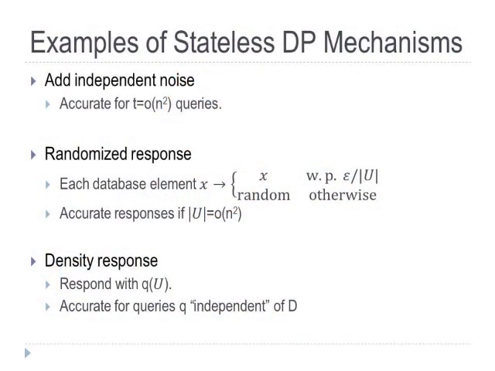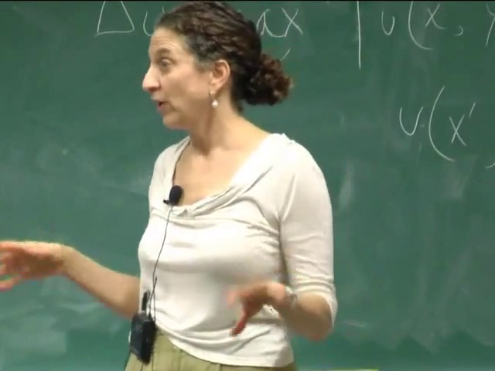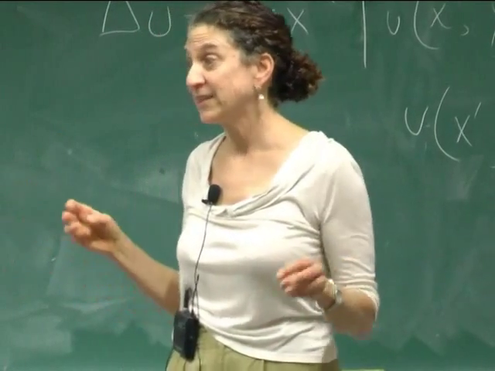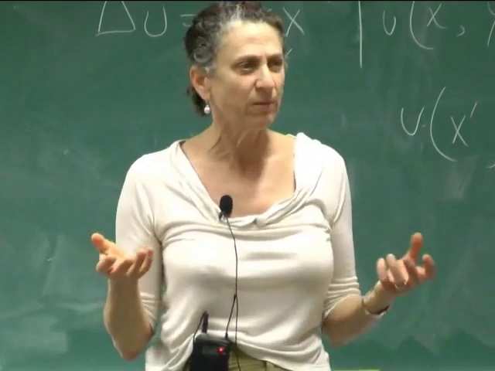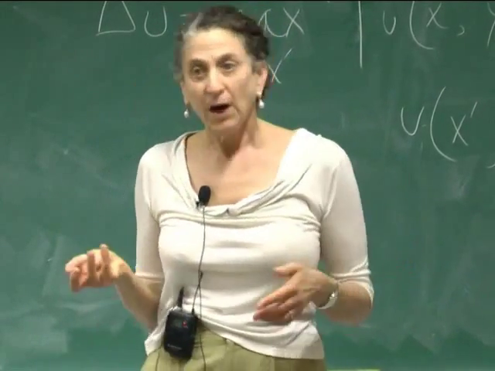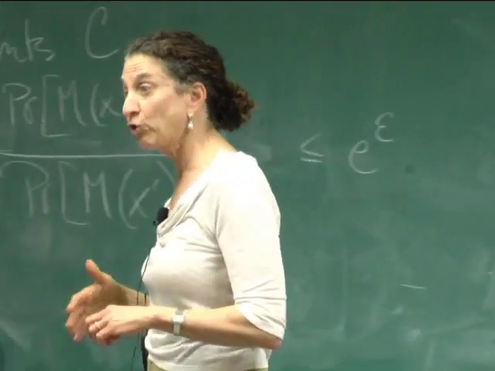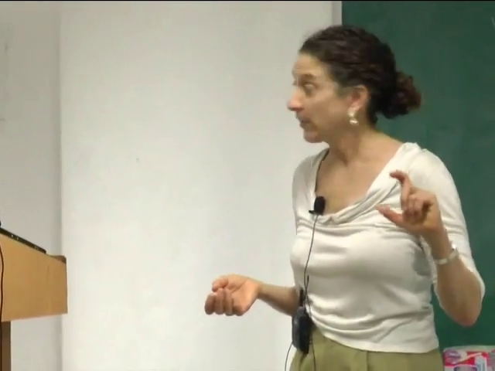So what are some examples of stateless mechanisms? One, we've talked about it already several times, is adding independent noise. That's stateless, and it has non-trivial accuracy for some number just a bit less than n squared of queries. Another is randomized response, which we saw yesterday for a binary output space. And here we've generalized it.